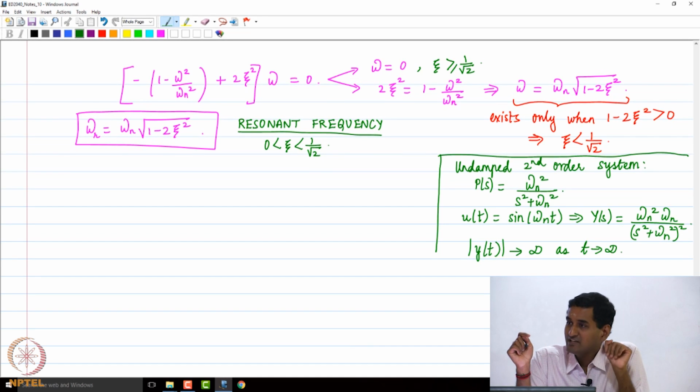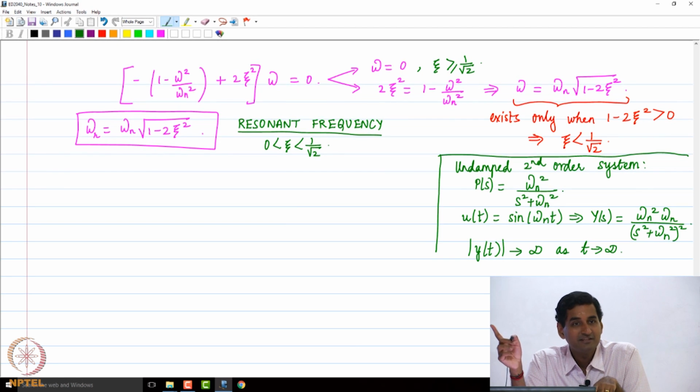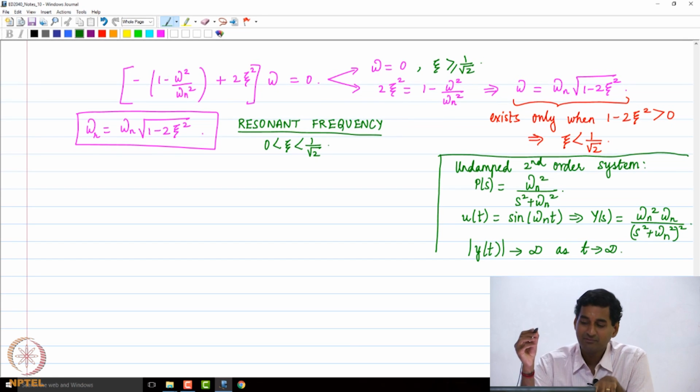What was undamped natural frequency? Sorry, this is the natural frequency. What is damped natural frequency? Damped natural frequency was the frequency at which the damped second order system oscillated, when the damping ratio was between 0 and 1, in response to a step input. So we looked at omega d, if you remember.